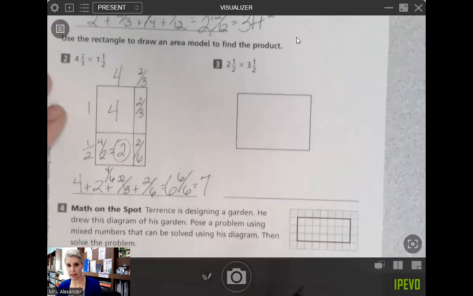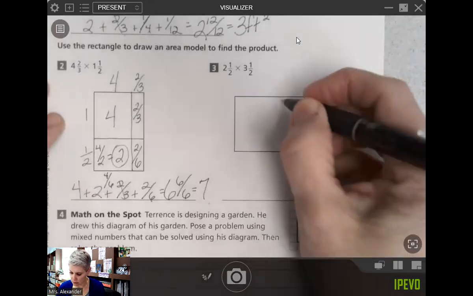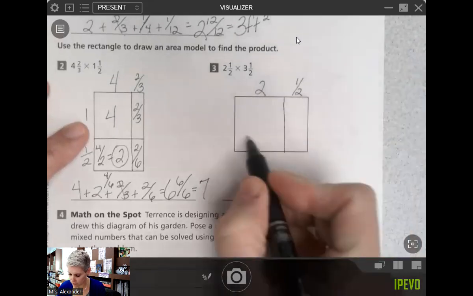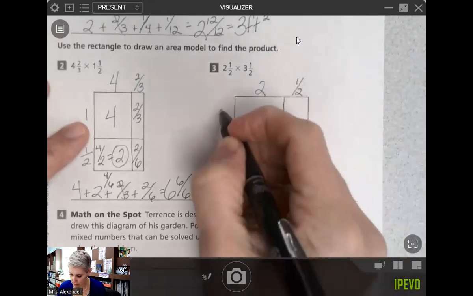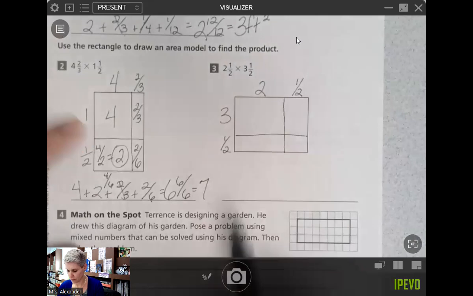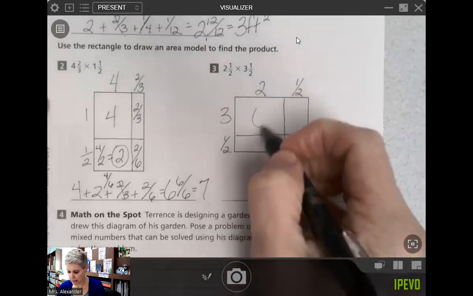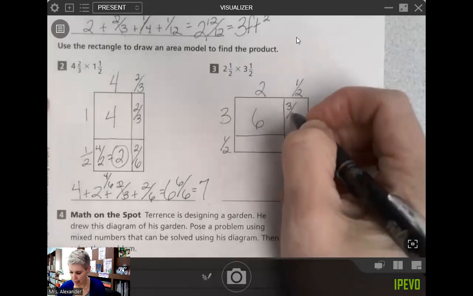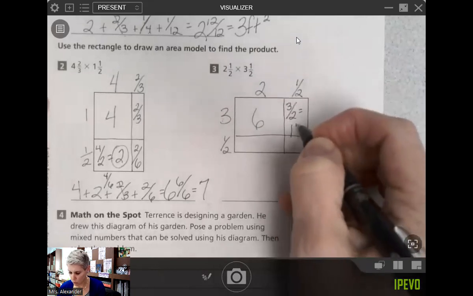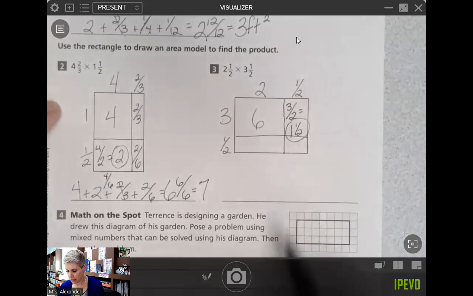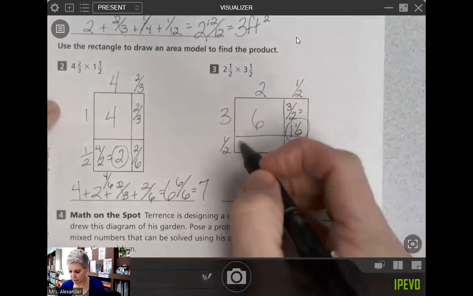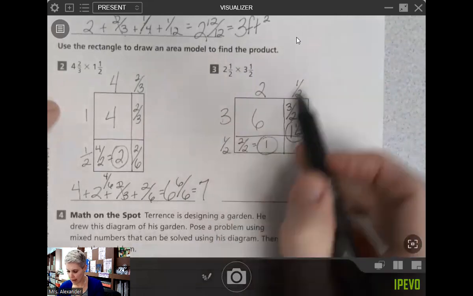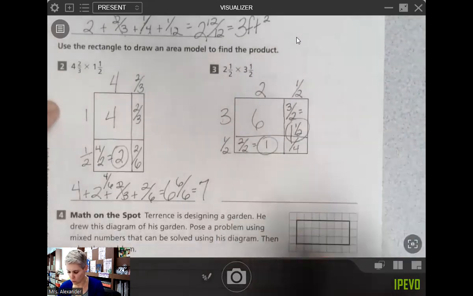2 1/2 times 3 1/2. So 2 1/2 by 3 1/2. 3 times 2 is 6. 3 times 1/2 is 3/2, which is 1 1/2 I'm going to use. 2 times 1/2 is 2/2, which is 1. 1/2 times 1/2 is 1/4.